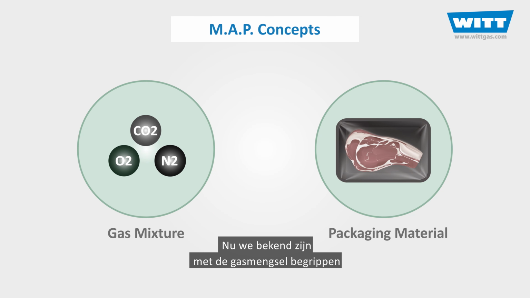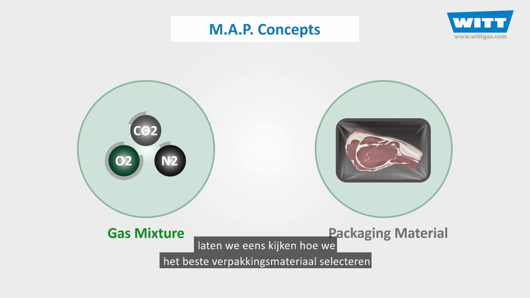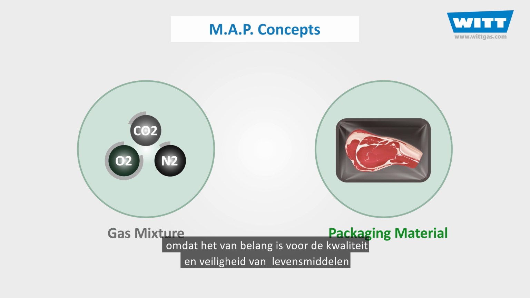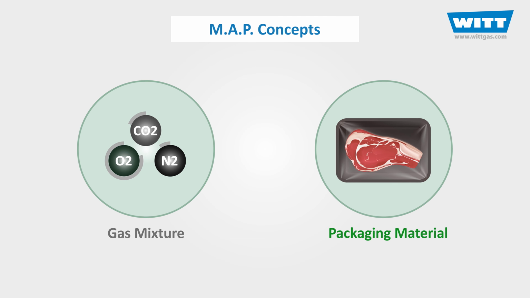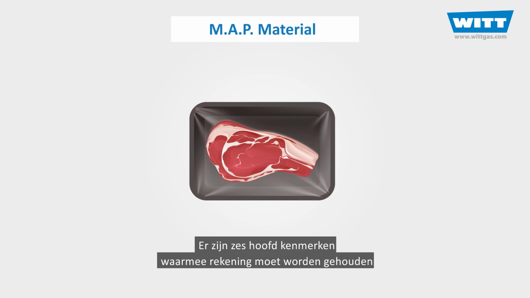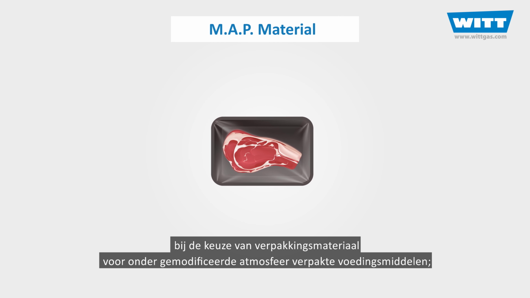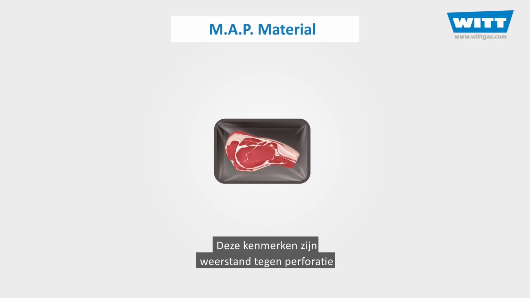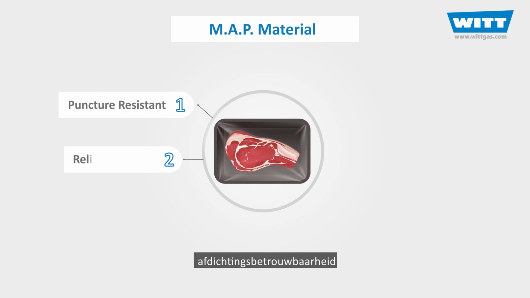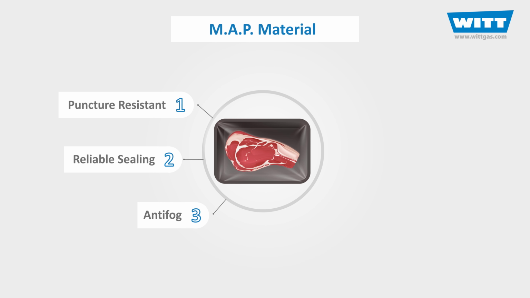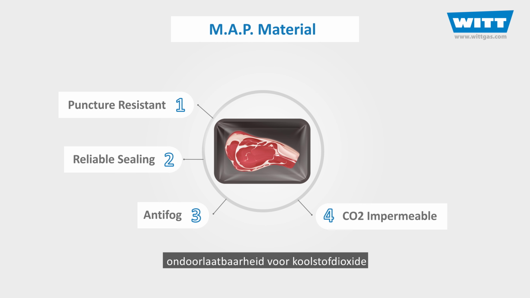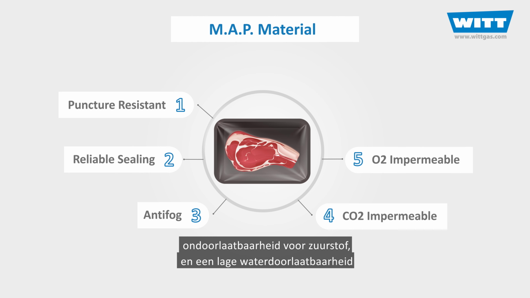Now that we've got familiar with the gas mixture concepts, let's see how we select the best packaging material, as it's essential to maintain the quality and safety of M.A.P. foods. There are 6 main characteristics to consider when selecting packaging material for modified atmosphere packed foods. These characteristics are resistance to puncture, sealing reliability, anti-fogging properties, carbon dioxide impermeability, oxygen impermeability, and low water transmission rate.